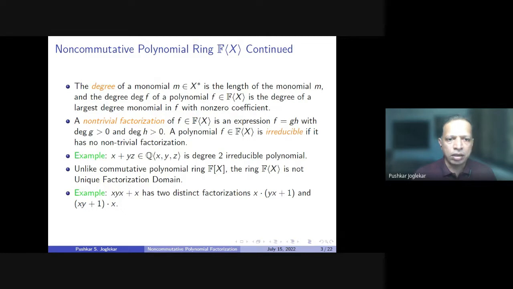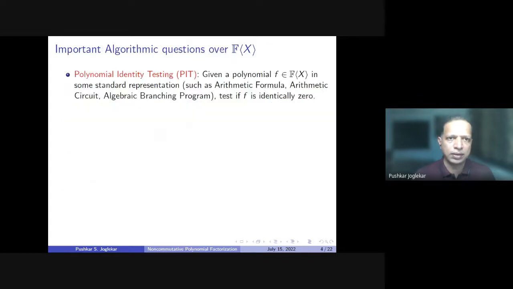Now, unlike the commutative polynomial ring, the non-commutative ring is not a unique factorization domain. A standard example is the polynomial xyx + x, which has two distinct factorizations, x times (yx + 1) and (xy + 1) times x.